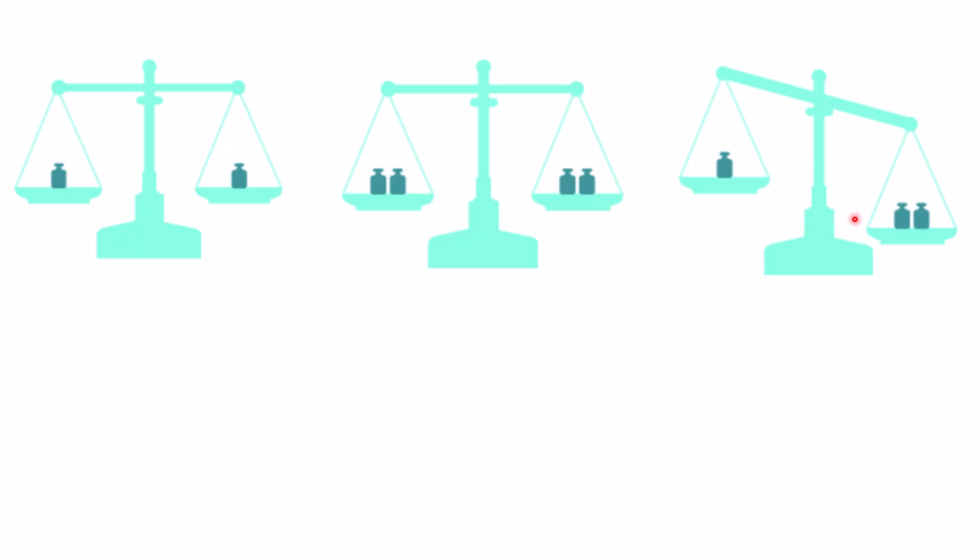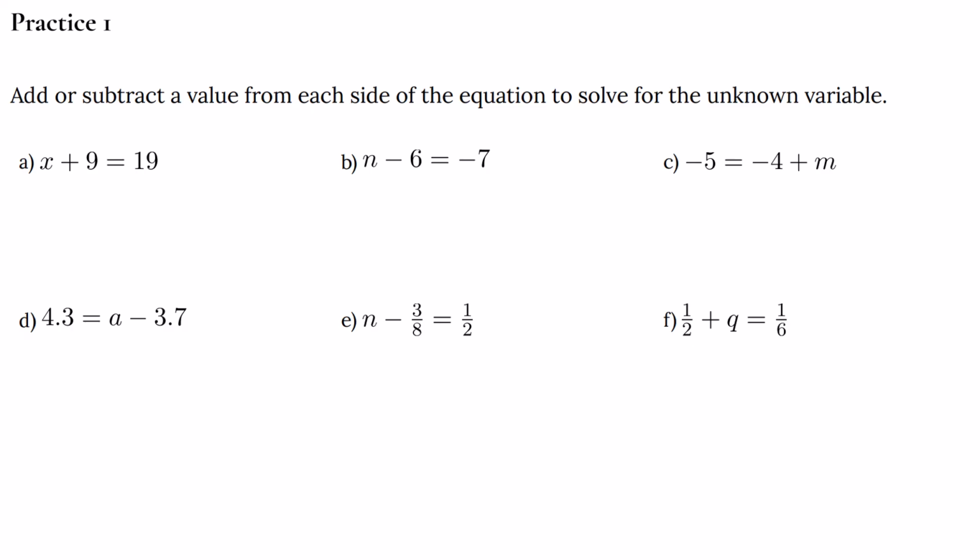Over here, instead, if you add one weight to one side but not to the other, the weigh scale will no longer be balanced and it'll be farther down where we have two weights. So this idea will connect to what we're doing within practice 1. For practice 1, we want to solve for the unknown variable.